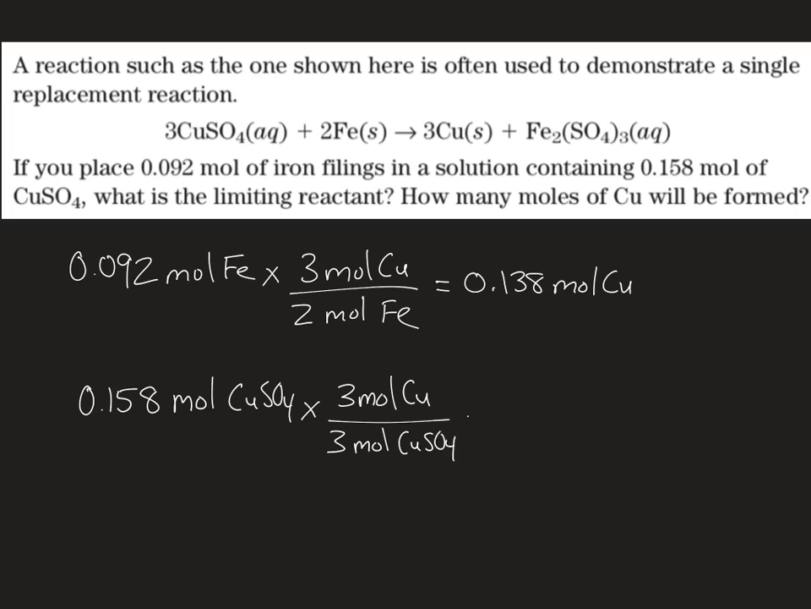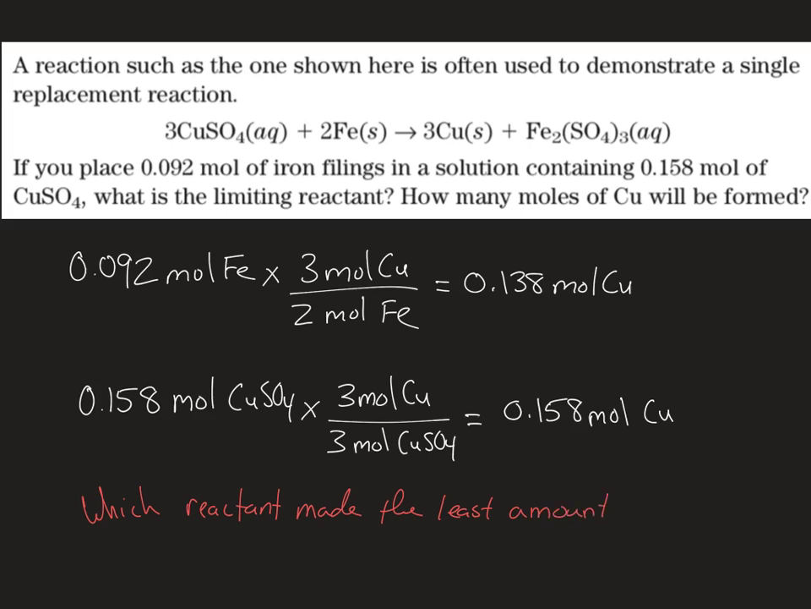moles of copper. Now I chose copper because the problem ultimately is asking how many moles of copper will be formed. So I'm kind of killing two birds with one stone here. So remember, I'm answering the question right now, which reactant, 0.092 moles of iron or 0.158 moles of copper(II) sulfate, will make the least amount of copper?